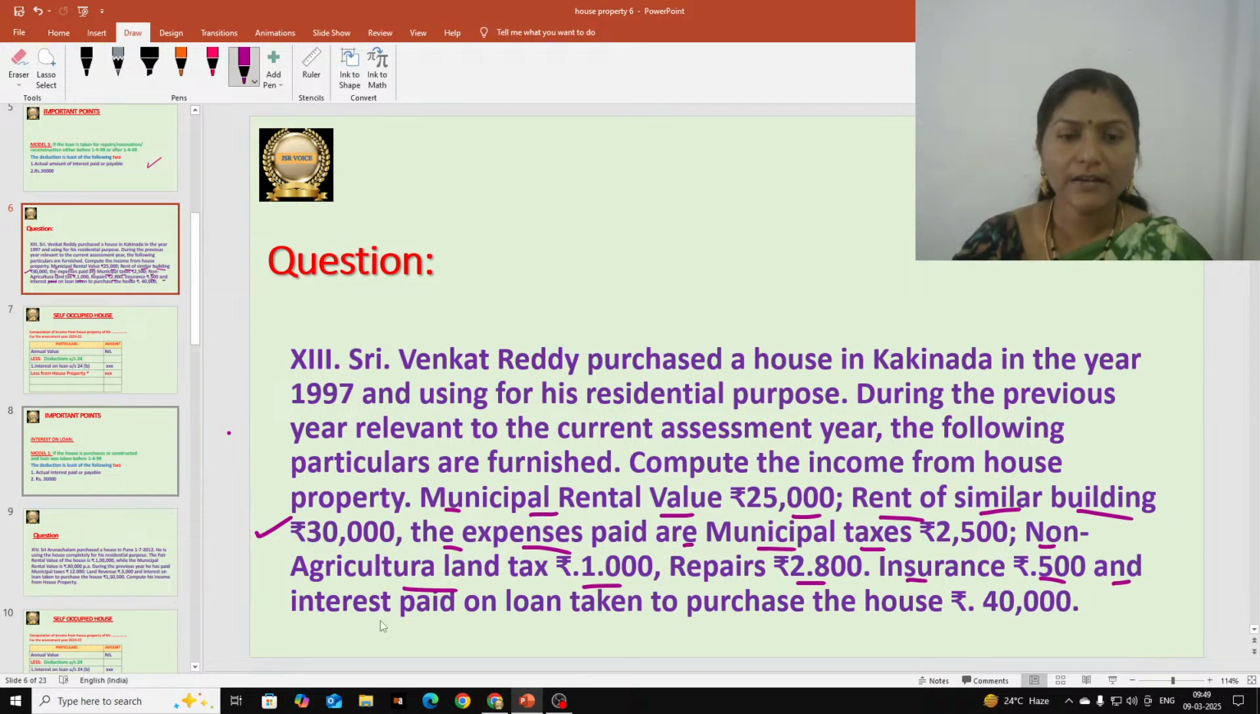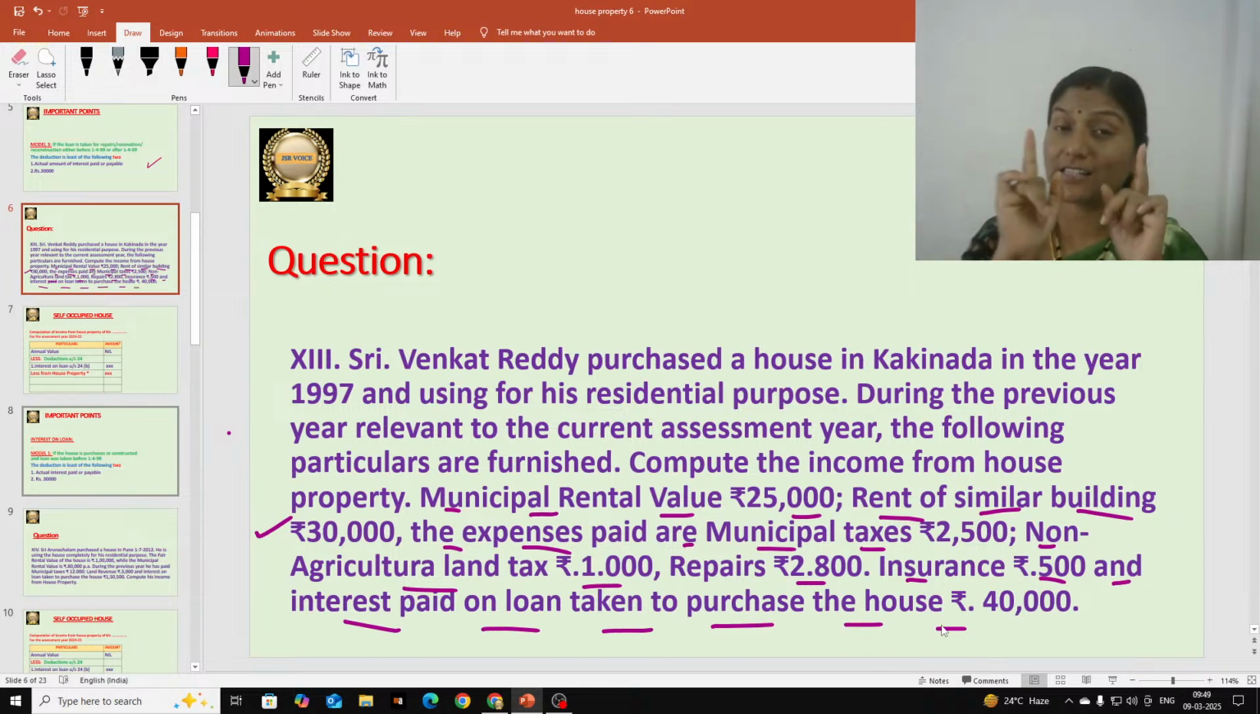And interest paid on loan taken to purchase the house, this is the one that we are going to take. This is the only point that we are going to consider from the question, because we are going to give only this deduction in case of a self-occupied house: interest on loan under section 24B. I have already explained the format. So we are going to take only this one deduction.